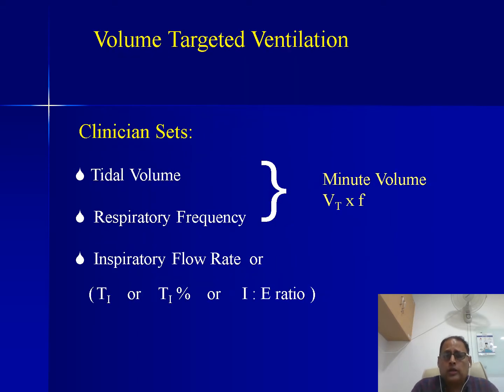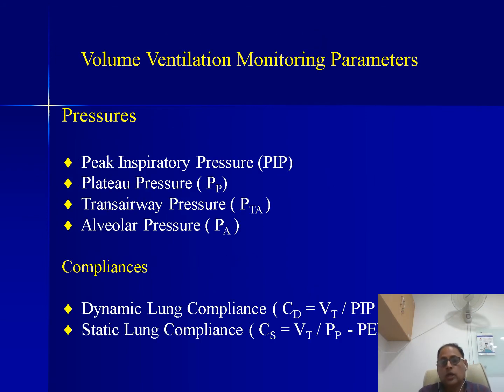So in a volume targeted ventilation, what you set is the tidal volume and the respiratory rate, and remember, minute volume is nothing but tidal volume multiplied by respiratory rate. And then you set the inspiratory flow rate, or you could set the inspiratory time, or the inspiratory time percentage, or the inspiration expiration ratio, or the IE ratio, depending on what particular model, what particular make of a ventilator you are using. They have different options.